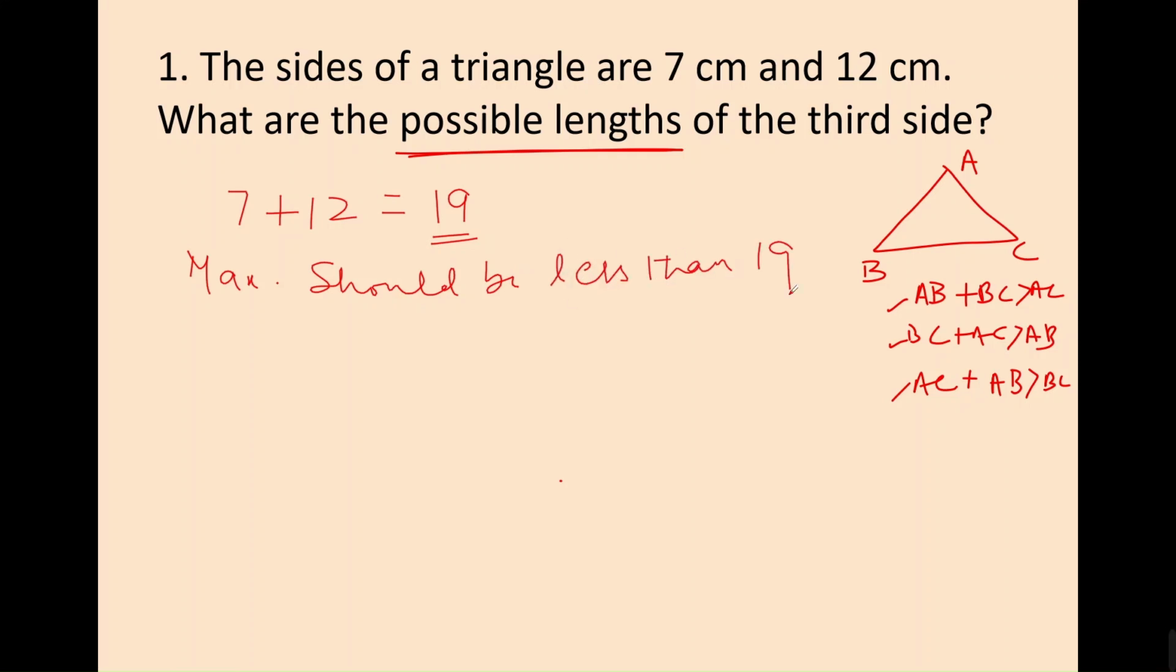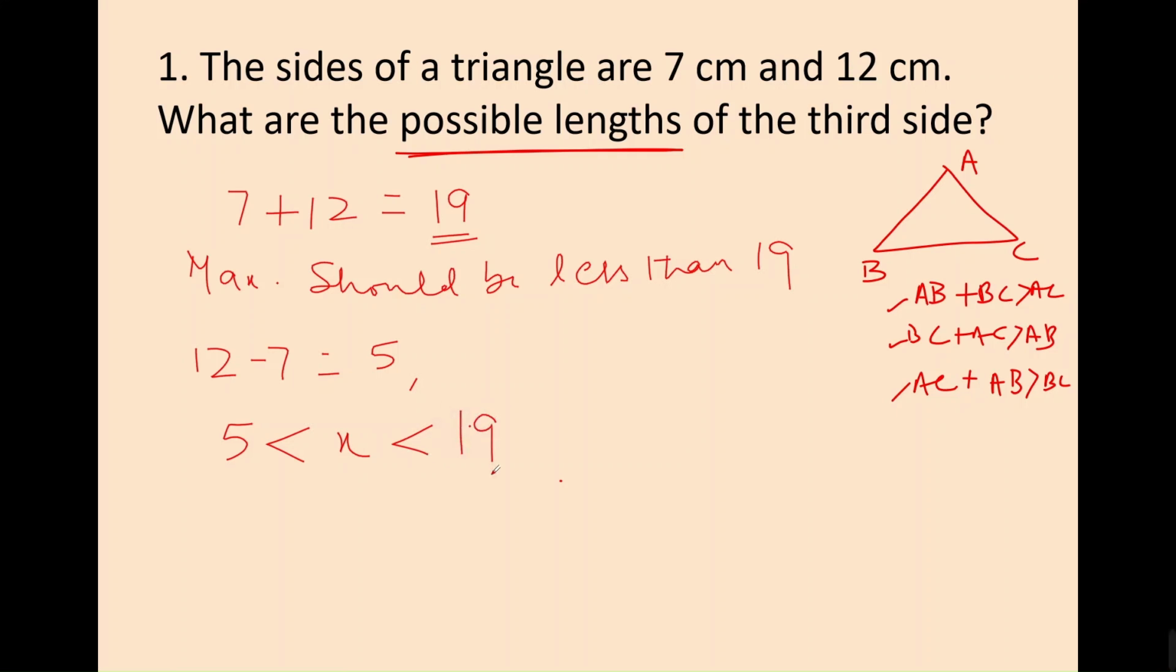And for the least, we subtract the two numbers. So it is 5. So the minimum should be greater than 5. Okay, so we can say that the length, if we call it x, should be between 5 and 19.